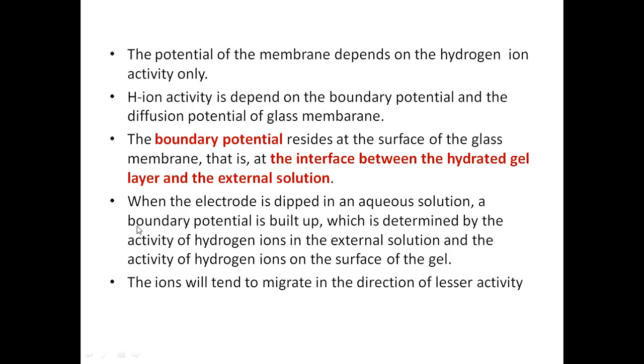So when the electrode is dipped in the aqueous solution, a boundary potential is built up, which is determined by the activity of H plus ion of the external solution, which is our sample solution, and the surface of the gel. Now, when they are in contact with each other, they would like to reach equilibrium, and at that time they follow the Le Chatelier law. That law states that ions migrate from the higher side to the lower side, so the direction of migration is toward the lower activity side.